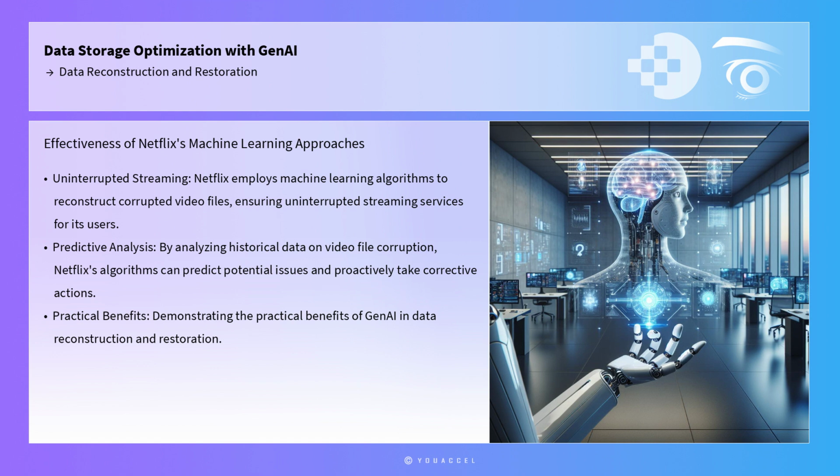Case studies highlight the effectiveness of these approaches in real-world applications. For instance, Netflix employs machine learning algorithms to reconstruct corrupted video files, ensuring uninterrupted streaming services for its users. By analyzing historical data on video file corruption, Netflix's algorithms can predict potential issues and proactively take corrective actions, demonstrating the practical benefits of GenAI in data reconstruction and restoration.